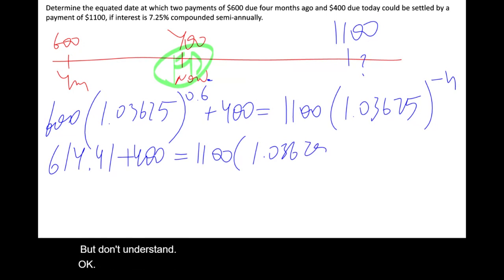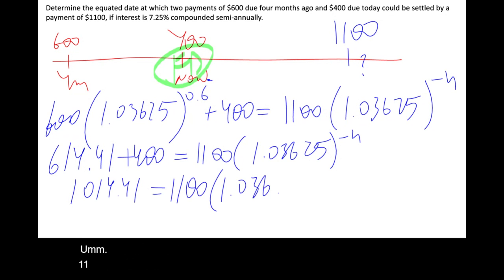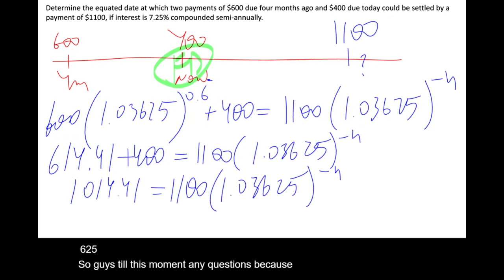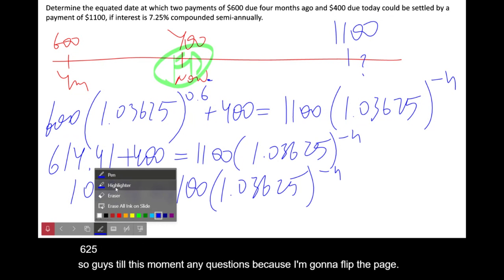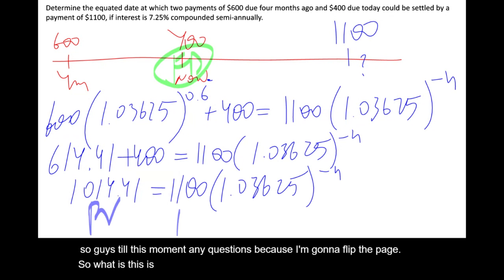Okay. Now what I have is 1441 equals 1100 times 1.03625 to the power of minus n. So guys, until this moment, any questions? Because I'm going to flip the page. So what is this? This is present value, right? This is future value.